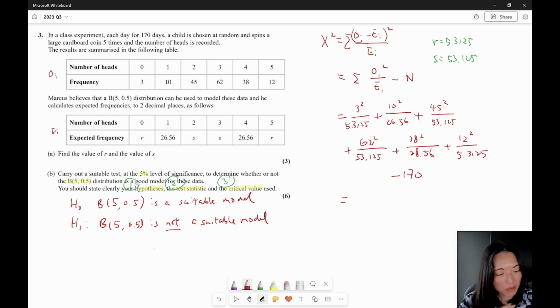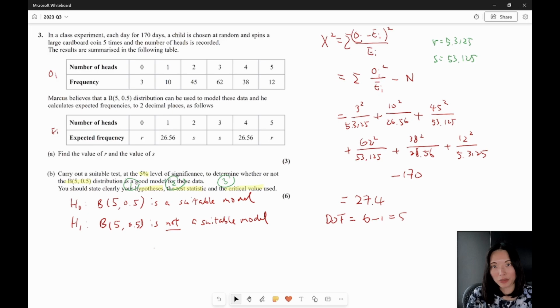Plugging that all into the calculator, we get the value of x squared being 27.4. Let's compare this to the critical value, the chi-squared statistic. In order to work out the critical value, we need to know the degrees of freedom. Here we've got 6 columns, so the number of heads could be 0, 1, 2, 3, 4, and 5. Therefore, 6 columns with unconstrained degrees of freedom would be 6 minus 1 equals 5.